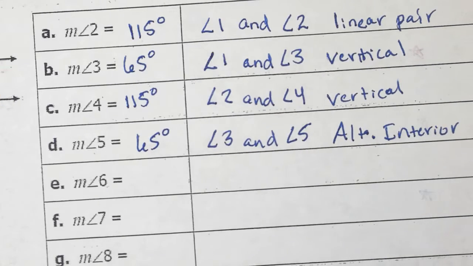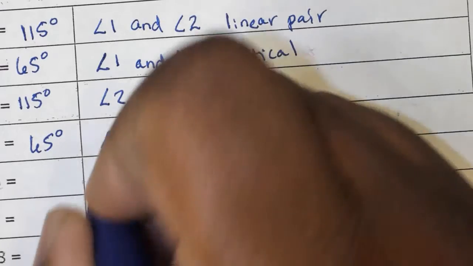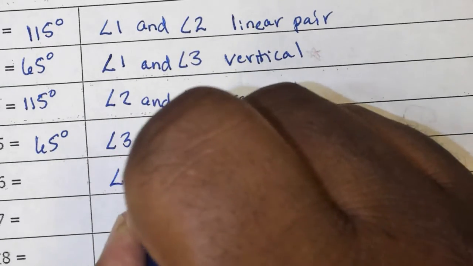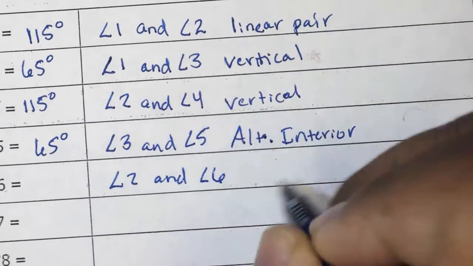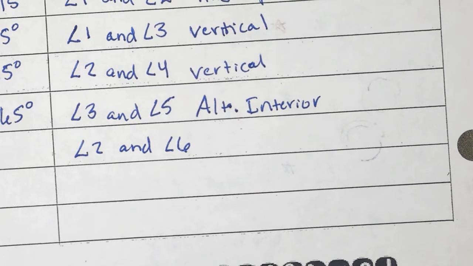So on letter E, I'm going to use this relationship. I want to know angle 2 and angle 6. You can pick any ones you want. I'm just making sure I touch all of them though. Zuli, I ain't talked to you today yet. Angle 2 and angle 6. What's the relationship between those two?